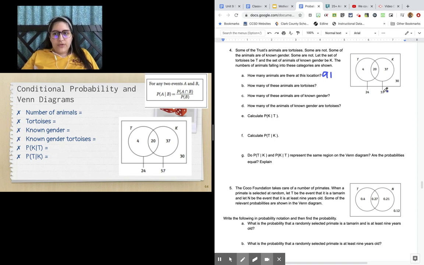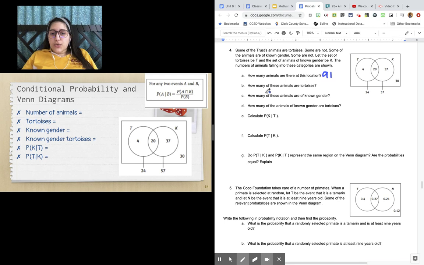Another way that you could figure that out is to add the totals in each circle, subtract what they have in common, and then remember to add the number that fit in neither of the categories. It's important, we don't want to forget about them.